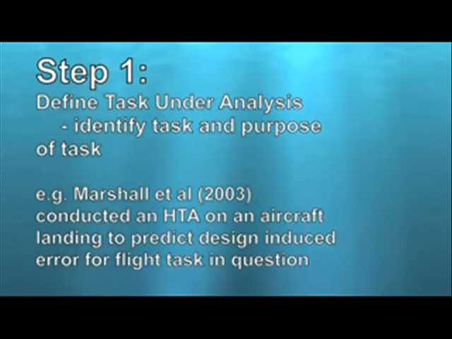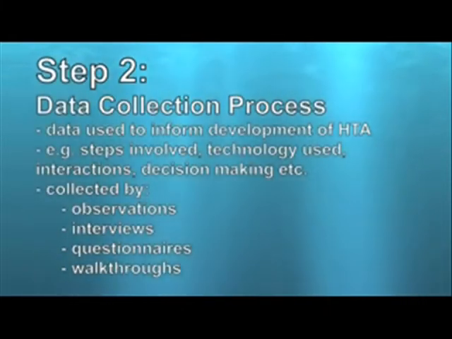In all these situations, a series of steps are present. They are as follows. Step 1. Define task under analysis. The first step in conducting an HTA is to clearly define the task under analysis. As well as identifying the task under analysis, the purpose of the task analysis effort should also be defined. For example, Marshall conducted an HTA of a civil aircraft landing task in order to predict design-induced error for the flight task in question.